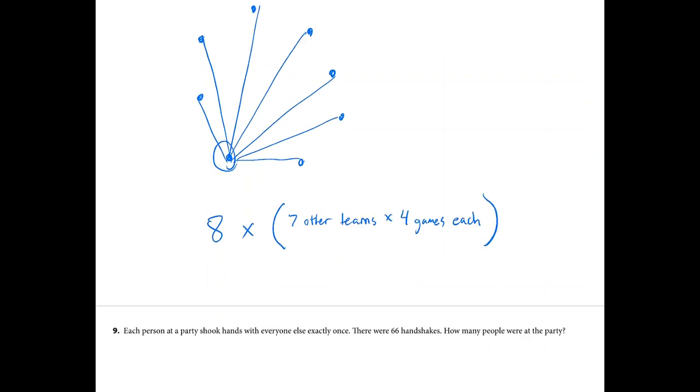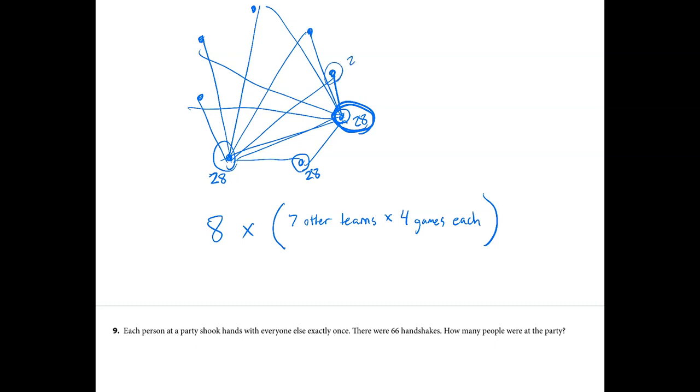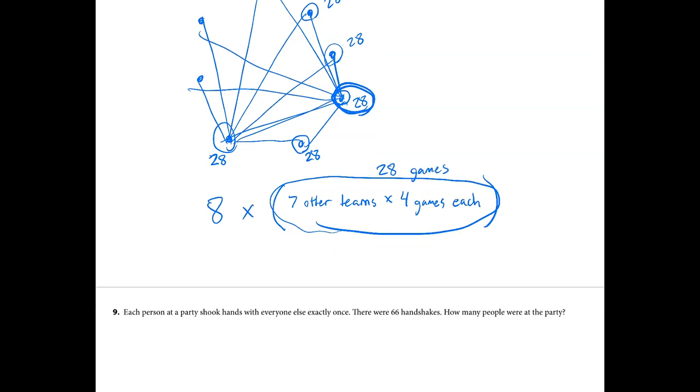So this one can do 28 games, and then this one can play 28 games, and this one can play 28 games because they'll play every other of the 7, right? There's 8 teams. So this one of the 8 teams will play the other 7 each 4 times. So that's 4 times 7, that's 28. So every single one of the teams will do 28. So we just multiply it by 8. So we say each team plays 28 games. There are 8 teams, so we get 8 times 28.